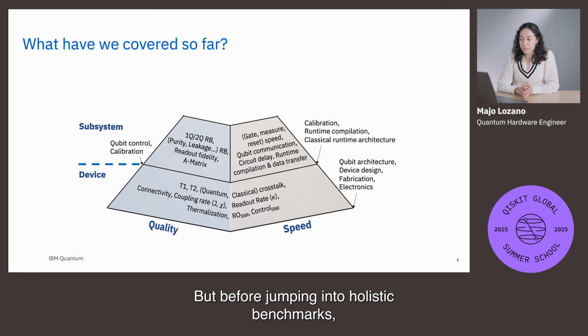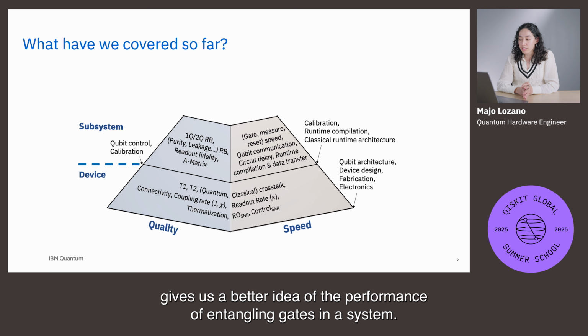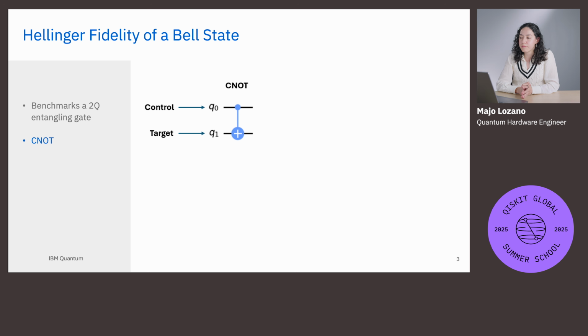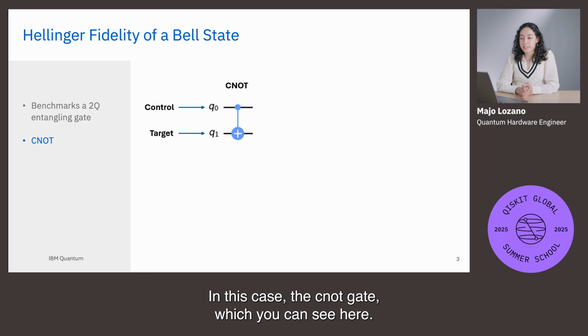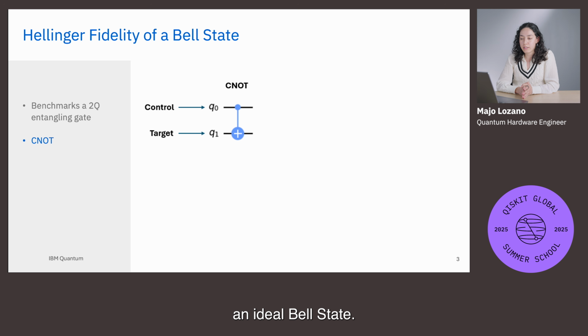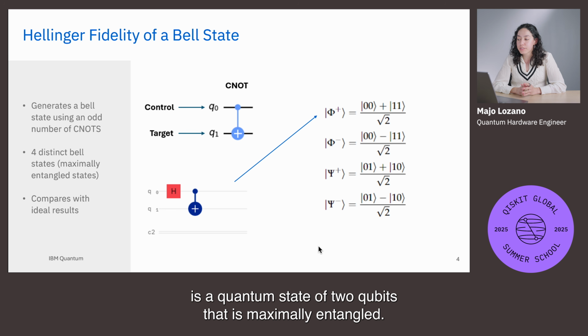But before jumping into holistic benchmarks, let us briefly introduce one more 2-qubit level benchmark, which gives us a better idea of the performance of entangling gates in a system. And this is called the Hellinger fidelity of a Bell state. This test helps us benchmark entangling 2-qubit gates, in this case the CNOT gate, which you can see here, and it basically measures how well a generated Bell state matches an ideal Bell state. For reference, a Bell state is a quantum state of 2 qubits that is maximally entangled.